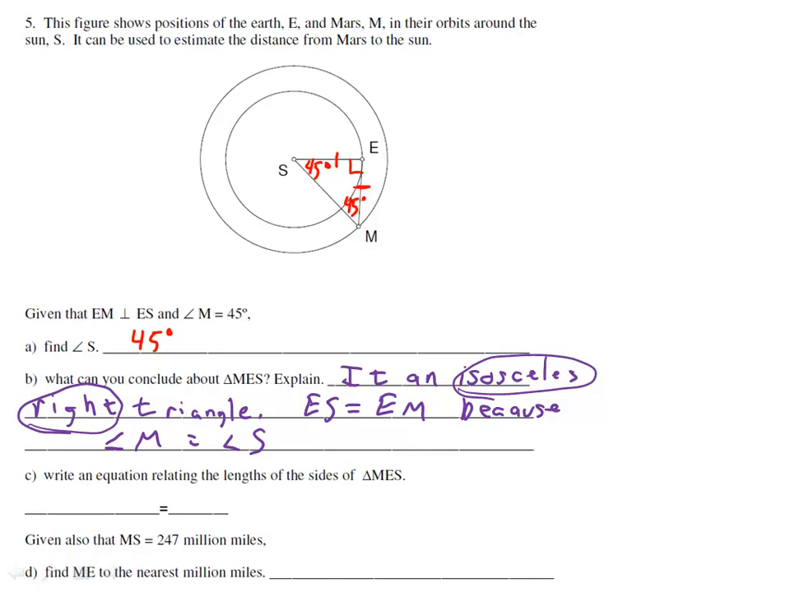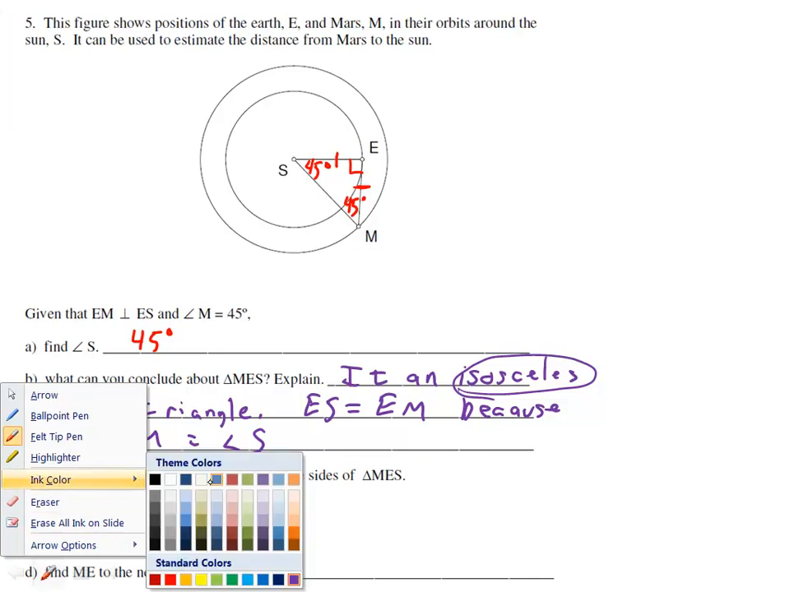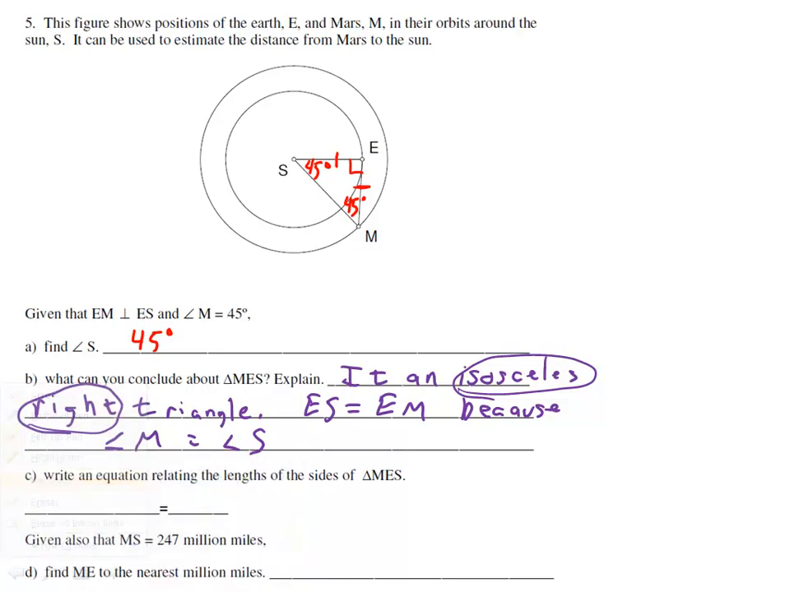Now, write an equation relating the lengths of the sides of triangle MES. That seems like an open-ended question, and so you need to know that what they're talking about is relating the sides of a right triangle. They want you to use the Pythagorean theorem. So that's what they're looking for. So here we go with that.